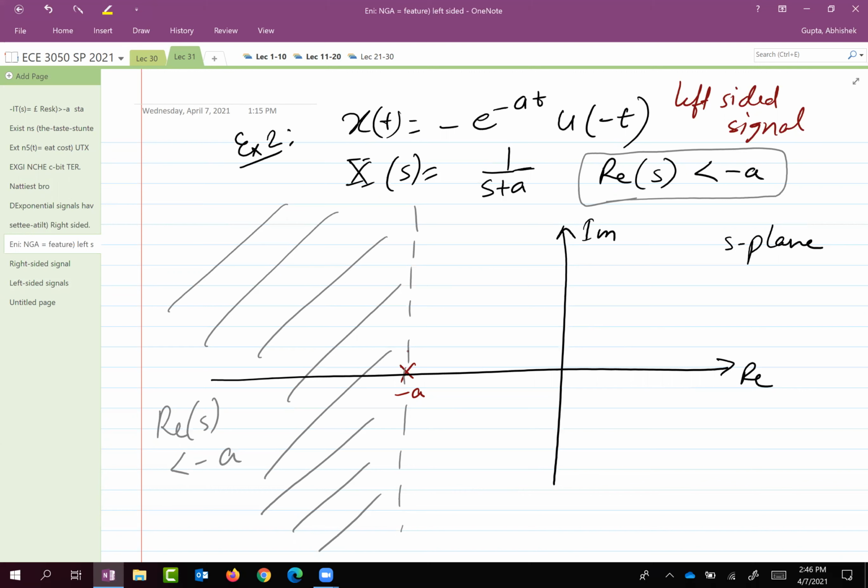In the next class, we'll talk about properties of the region of convergence based on some of the intuition we have developed in today's class. And then we'll talk about properties of the Laplace transform. So that's the topic for the next class.